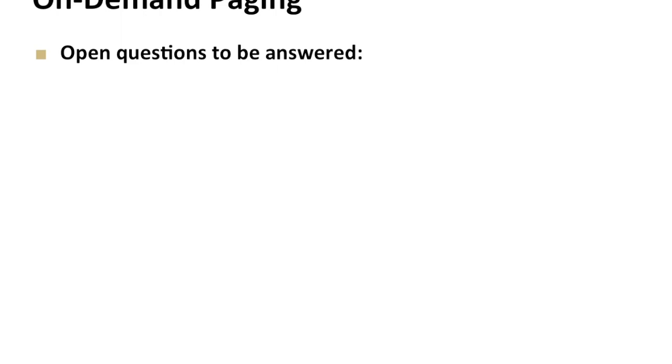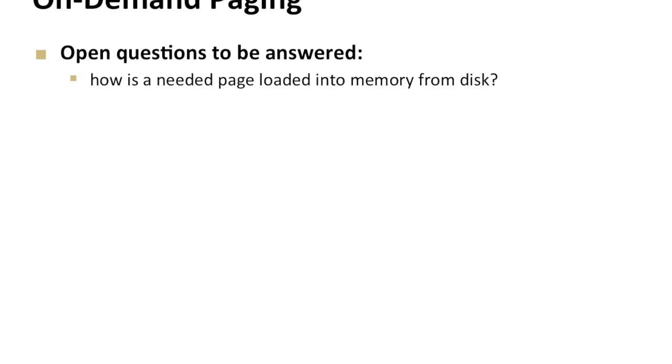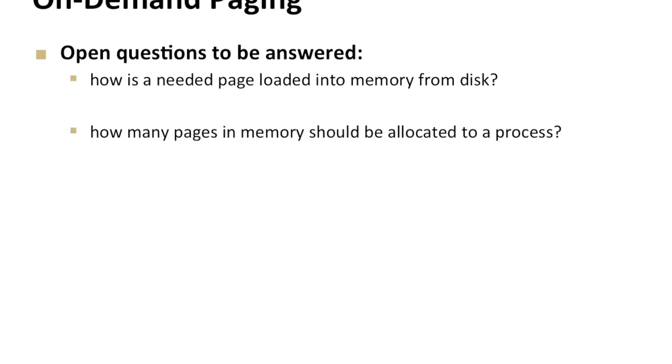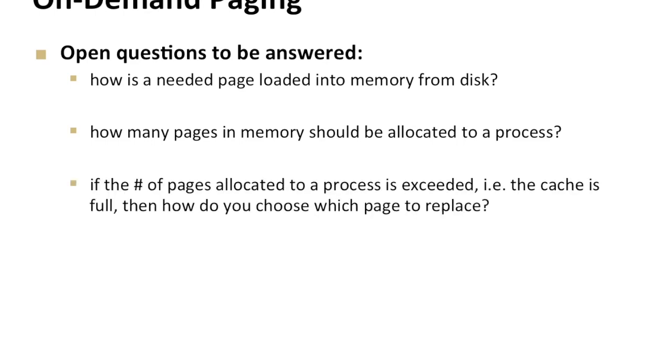There are some questions we still need to answer, such as, how is a needed page going to be loaded into memory? It's great that we were saying, when we need it, we'll load it. But how do we know we need it? How many pages should be in memory? I've loaded one. How many more should I load? Should I load most of them if I can, or should I always limit it? And then what happens if there's some limit and we exceed that limit? How do I choose which of those pages I should swap out?